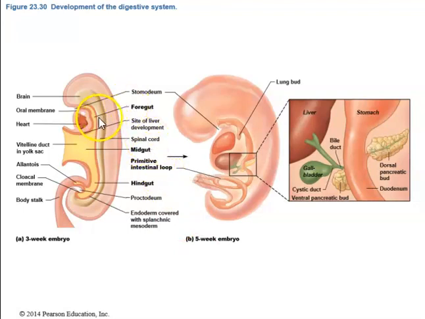So here we see parts of that. We have the foregut, the midgut, and the hindgut, which eventually will become the major structures of the digestive system. And we can start seeing these structures in the 5th week.